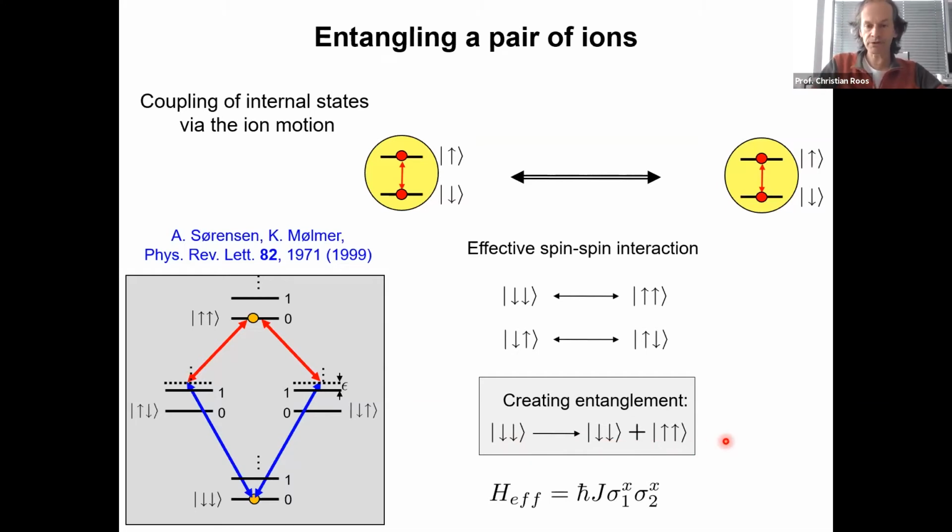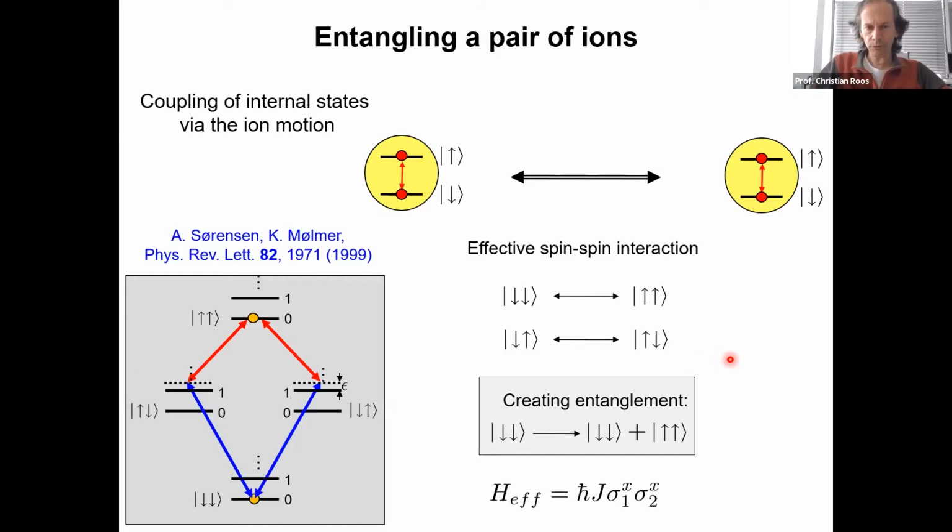And we describe the interaction that we have here between the electronic degrees of freedom by an effective Hamiltonian, with a coupling that is given by the product of these 2 Pauli matrices for ion number 1 and ion number 2. And this is possible because the coupling strength on this transition here, coupling spin-down to spin-up, is the same as the coupling of the other 2 qubit states to each other. Now, that's the basis of many gate operations.